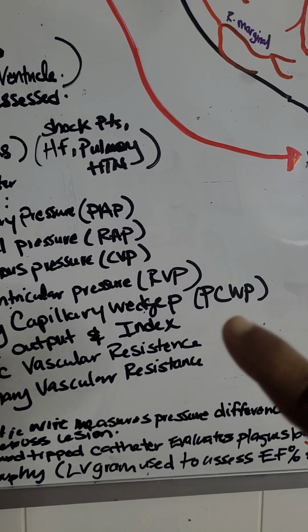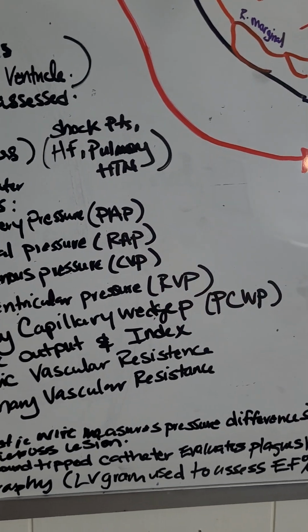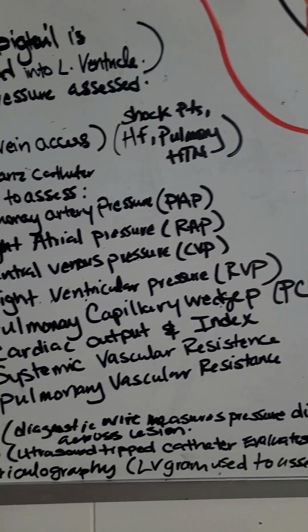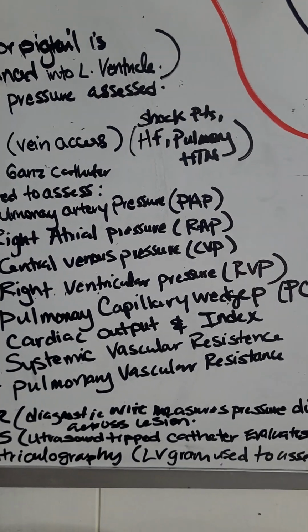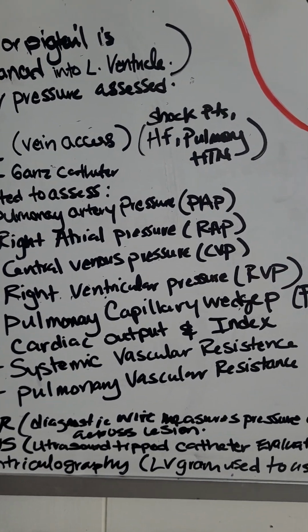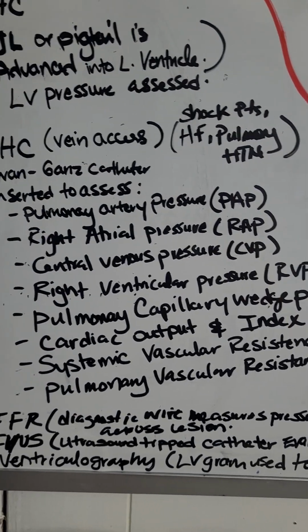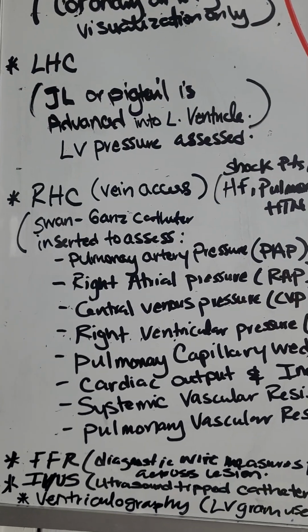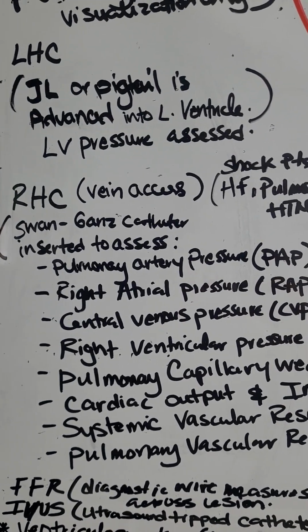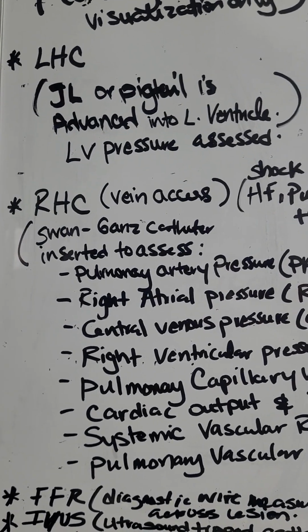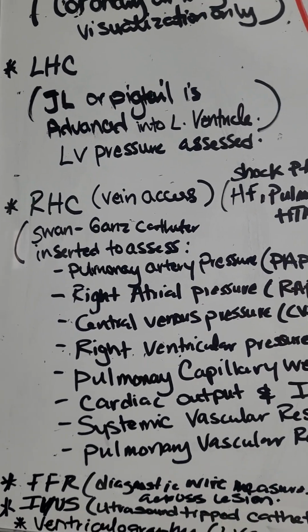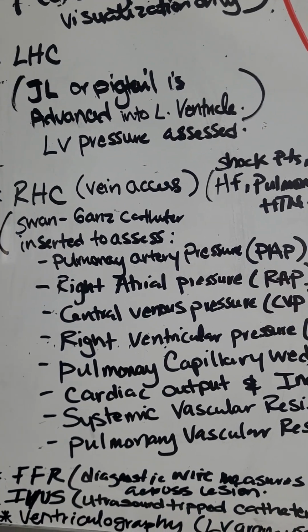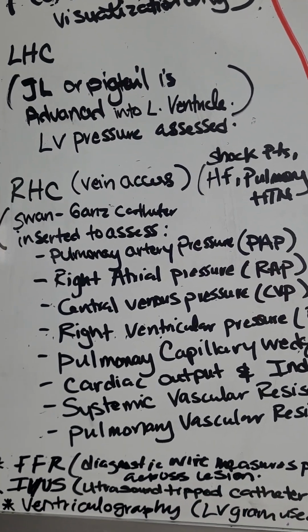So you can see I put the initials on there, so hopefully that helps. They're going to check your cardiac output and index, the patient's systemic vascular resistance, and pulmonary vascular resistance. If a doctor says we're going to do a right heart cath, immediately you go and grab the Swan-Ganz catheter, right? Don't open it, just grab it, have all your stuff ready, because you know that they're going to check pressure.